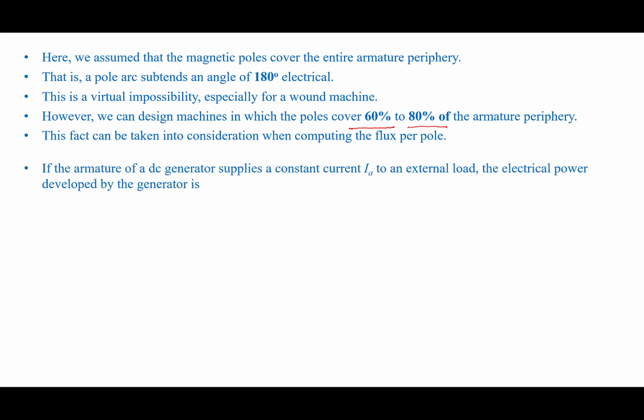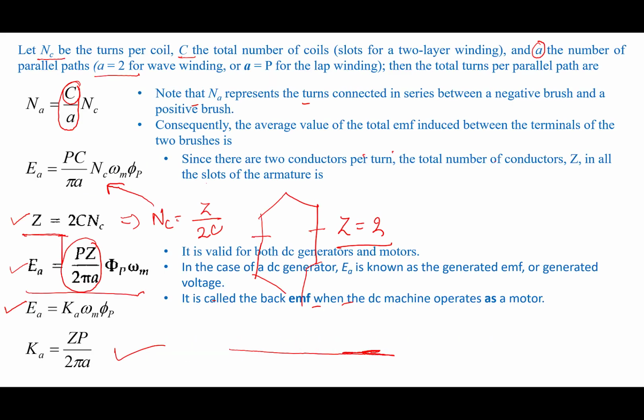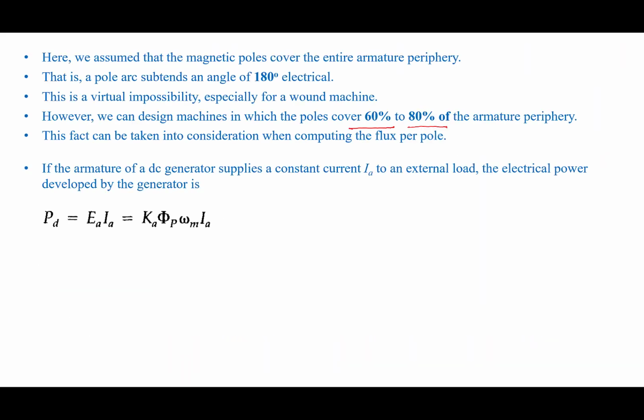Now if the armature of a DC generator supplies a constant current IA to the external load, like we have seen in the previous circuit, where we connected the resistance in the external circuit, then what will be the power generated? Power generated will be PD. So PD will be equal to EA into IA. EA we have already derived, that is K phi omega M, into IA. That will give us the power.